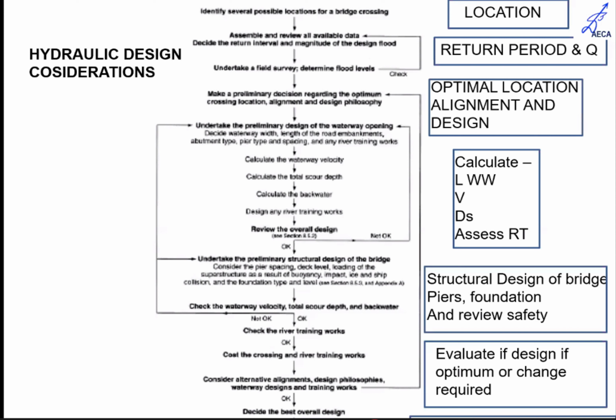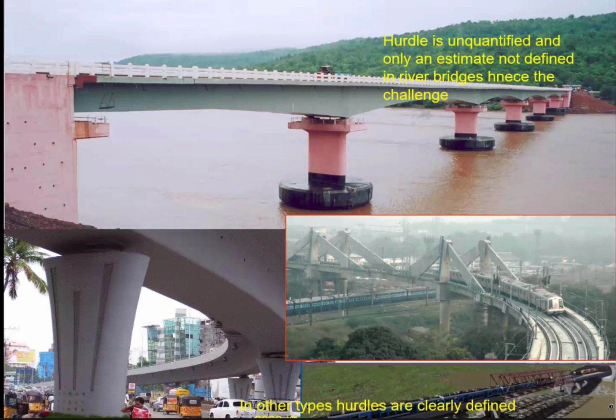Now, once the optimal location, alignment, and design have been done, after estimating a discharge, we calculate the linear waterway, the velocity, the depth of the scour, and assess the river training works. After doing this, you can make a basic design of the bridge, the piers and the foundations, so that you can arrive at the general plan of the whole bridge. If this design is acceptable, then it can be adopted for the final detailed structural design of the bridge.